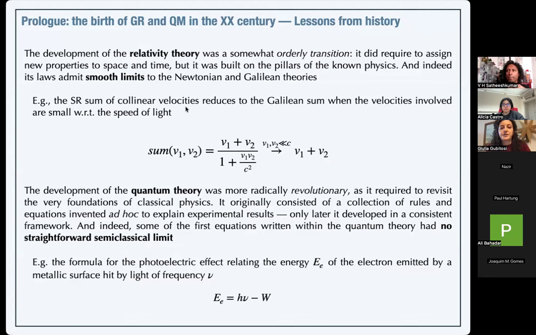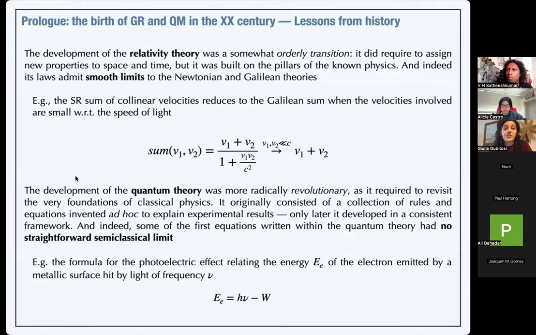So I was saying, if you consider how two velocities that are collinear are added up in special relativity, this is a famous formula, you all know it. You straightforwardly take the limit in which the two velocities are much smaller than the speed of light, and you get the law of addition of velocities of Galilean relativity. So you see, this is a smooth limit, meaning that you know which parameters have to be small in order to get what you had in the previous theories. So in some sense, you can think about the relativity theory as an extension of what was already known. I mean, a revolutionary extension, but still that.